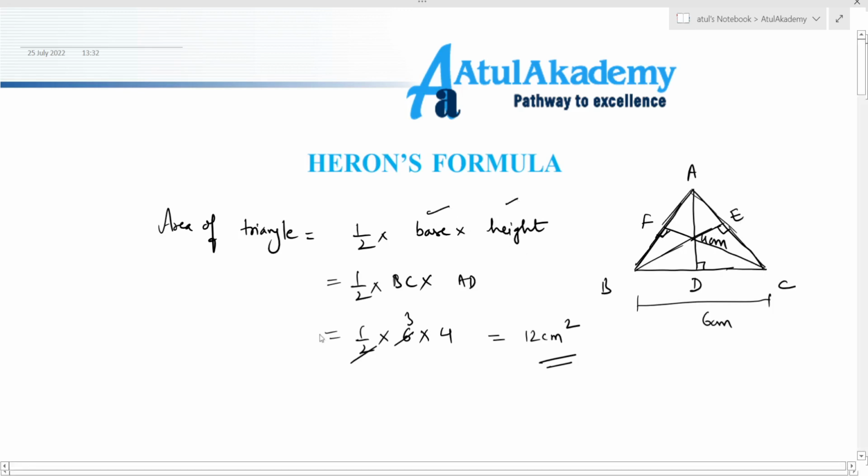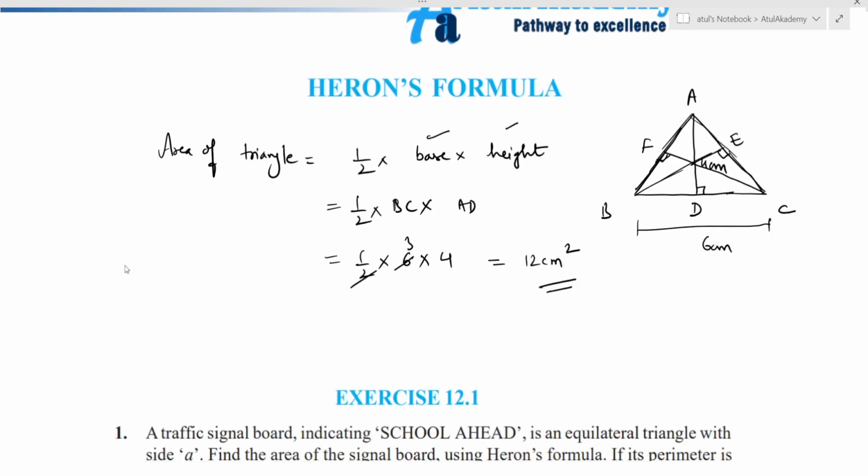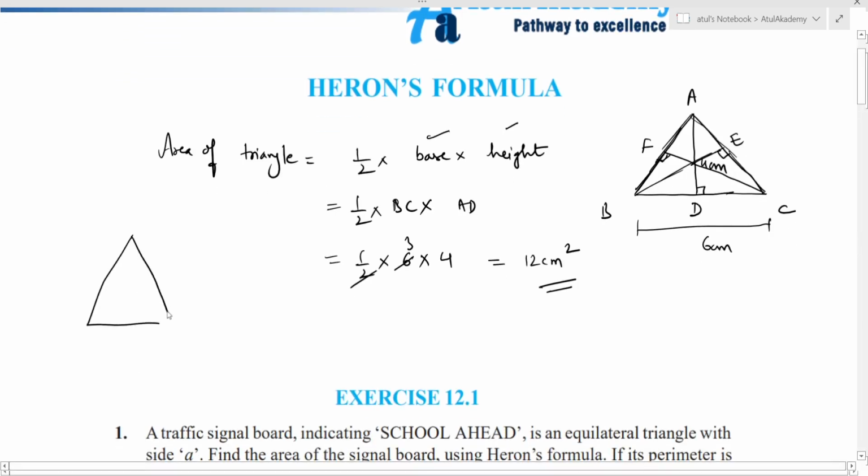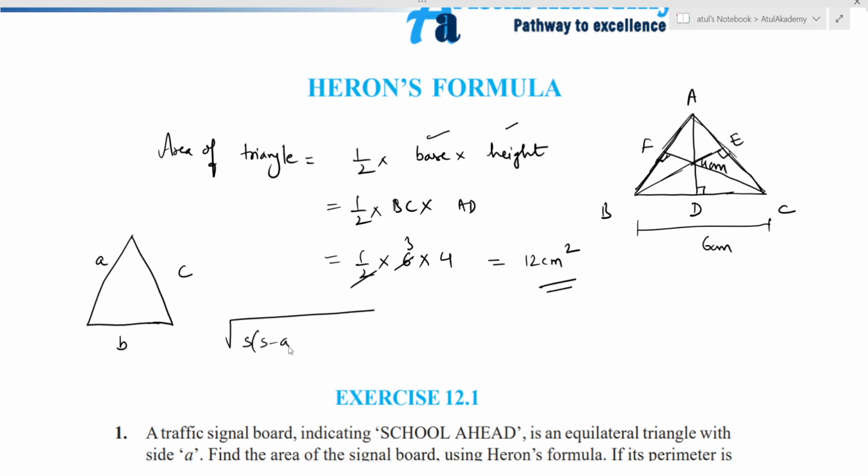Now suppose in a triangle you are given all three sides. You have a triangle ABC in which all three sides are given to you. Then how will you calculate the area of the triangle? You do not have the altitude. So there is a formula called Heron's formula, and the formula is this: root of S into S minus A, S minus B, S minus C, all product.